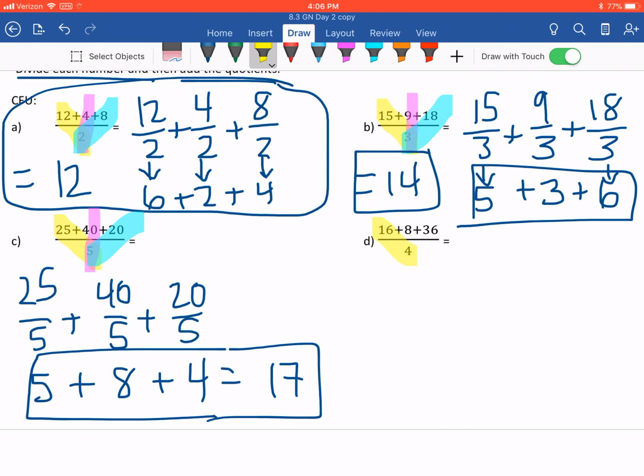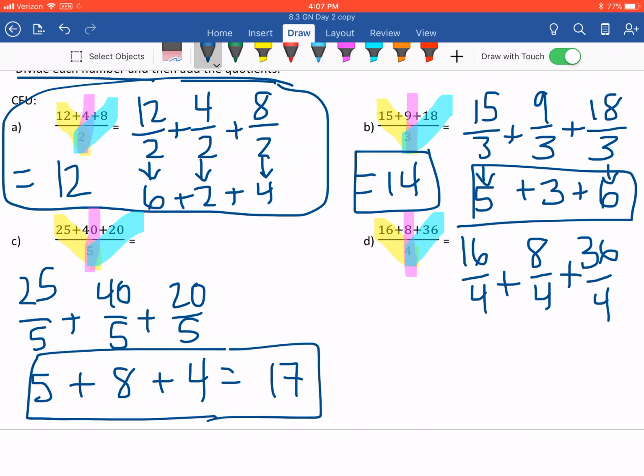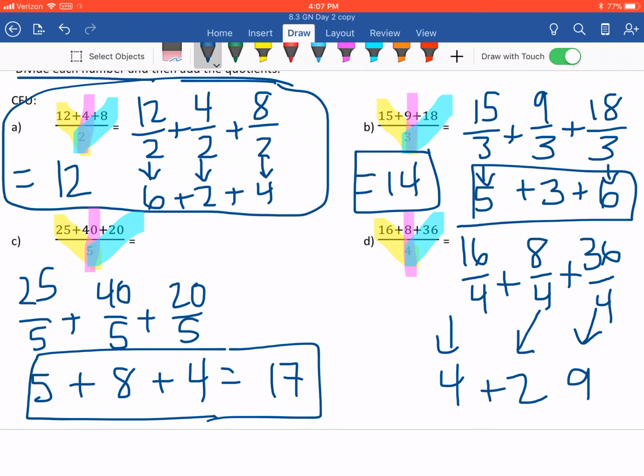All right, and the last one, 16 divided by 4 plus 8 divided by 4 plus 36 divided by 4. 16 divided by 4 is 4. 8 divided by 4 is 2. 36 divided by 4 is 9. Add these all up, and we should get 15. Perfect.